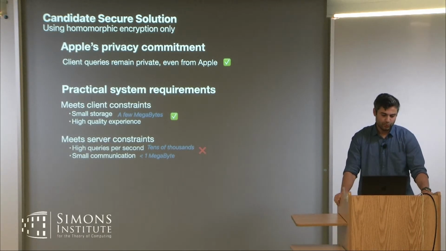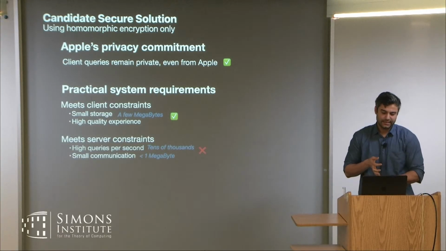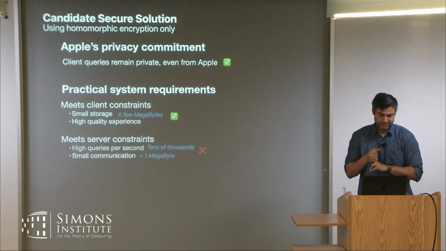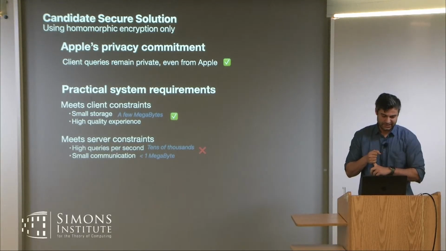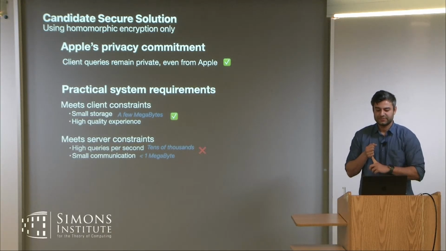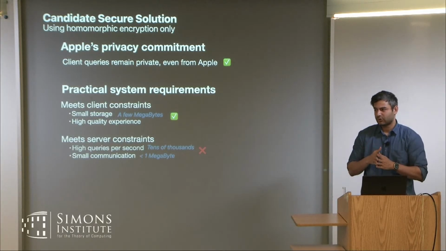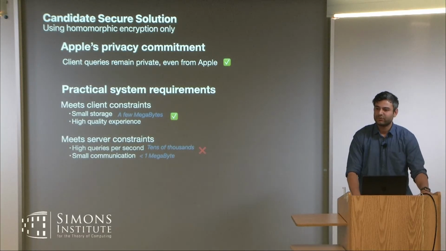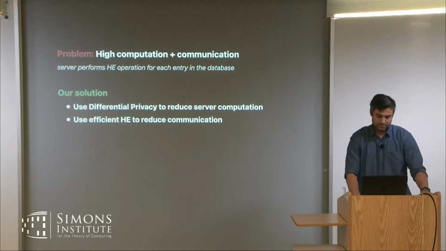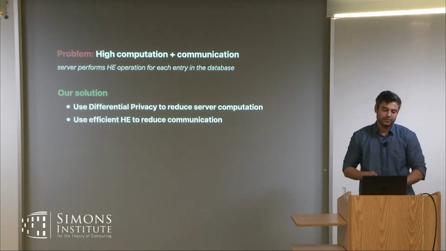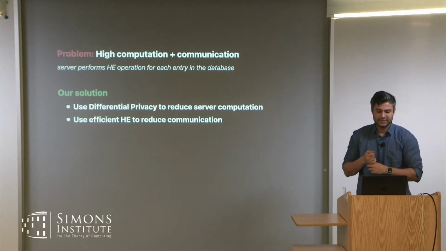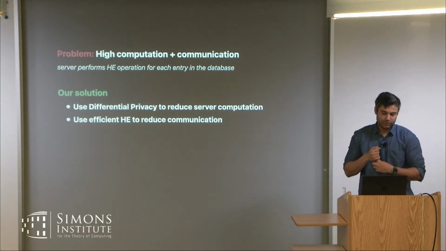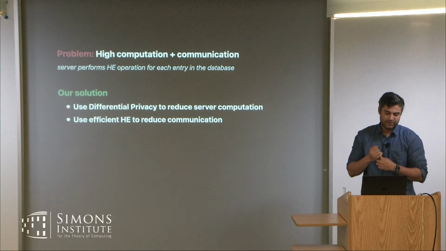Cool. So if we use HE directly, we maintain a privacy commitment on the client. We meet the client constraints for storage, but we don't meet our server constraints. And again, we shipped the system in 2024. There have been other PIR protocols that optimize different aspects of this story, and this is the state we were in when we shipped this. OK, so our problem is high compute and communication, because the server performs an HE operation per entry of the database. And so what we did was we combined DP with HE to solve these two problems independently.